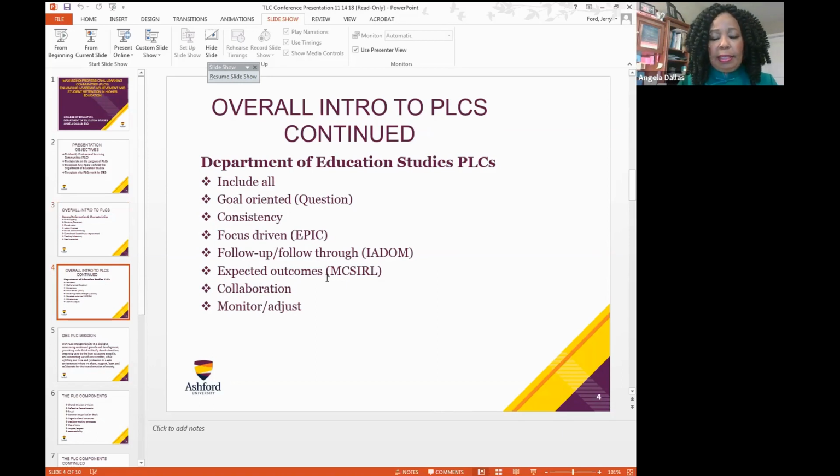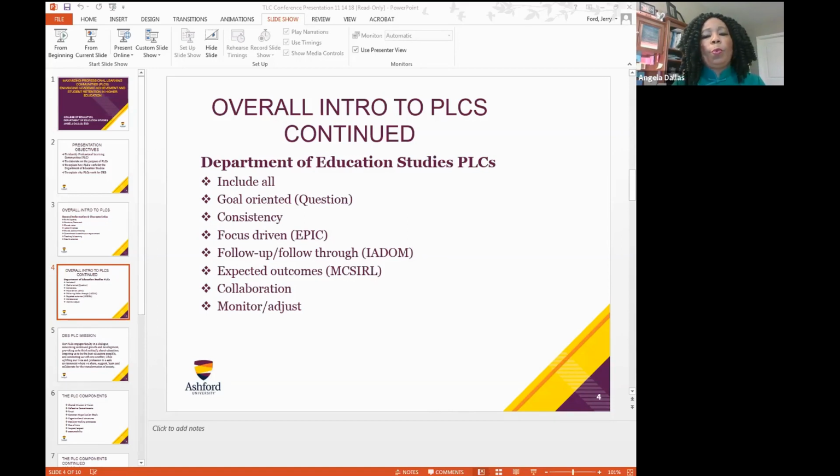For our PLCs, everybody is included. We have one goal, and our question is how can we constantly improve what we're doing to impact our student achievement and retention. And when we say all are included, we have our full-time faculty and our associate faculty participate in PLCs so that we can enhance academic achievement and student retention across the board. And we constantly ask that question, and we always go back to the goal question, how can we improve what we're doing to increase our numbers?